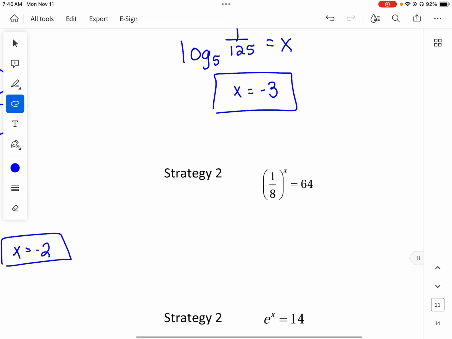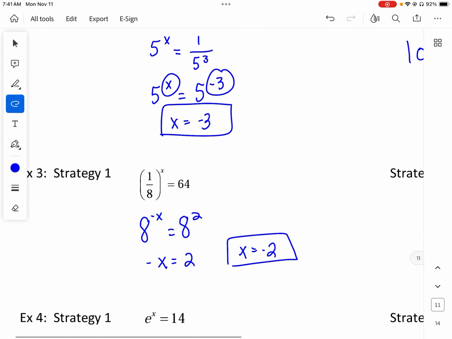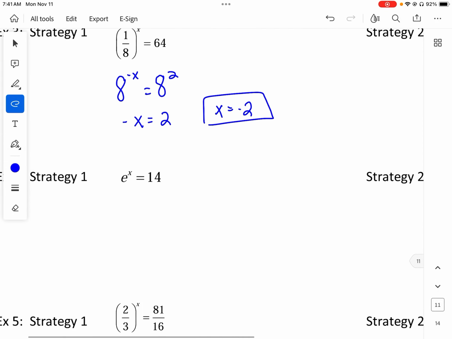Okay, strategy 2 would be log base 1/8 of 64 equals x. So you put that into the calculator and you should get negative 2. Okay, so all of these, we have done the two strategies. We're still going to do that.